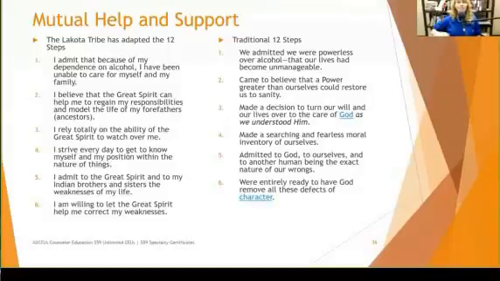I'm not going to read the different 12 steps. The Lakota tribe has adapted the 12 steps to fit their spiritual viewpoint. So I compared them on the next two slides, traditional 12 steps on one side and the Lakota tribe on the other. A lot of it is referring, instead of to God and Him, it talks about the Great Spirit.